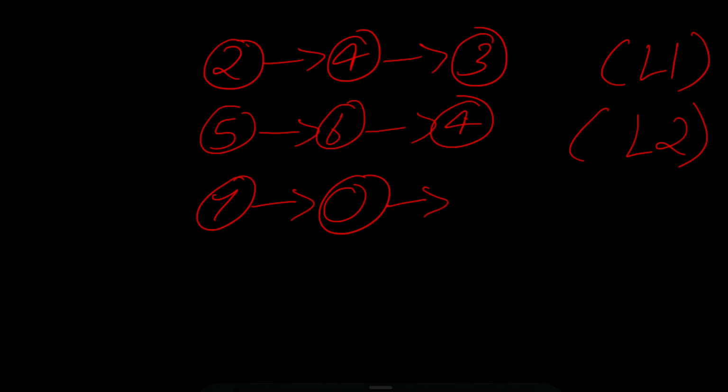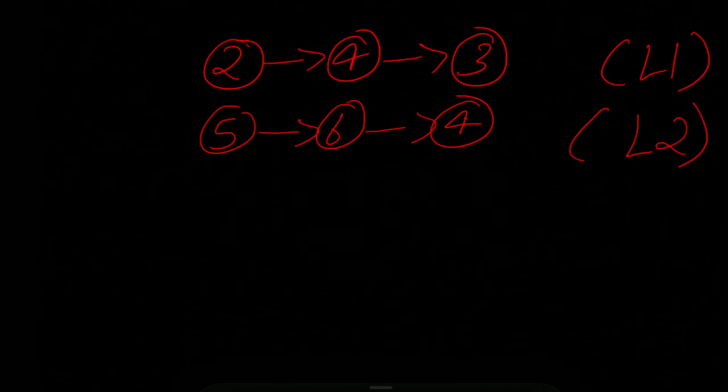Now the next node will be 4 plus 3 plus 1, which was the carryover, and the value will be 8. So this is the answer, right? It's actually that easy. So you could solve it this way instead. But how do you do it? Let me explain that.